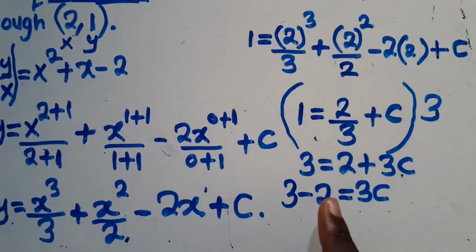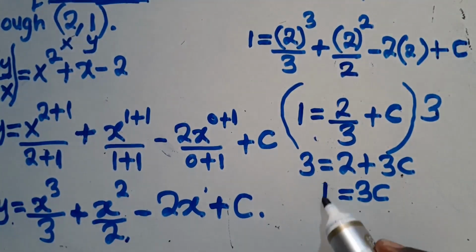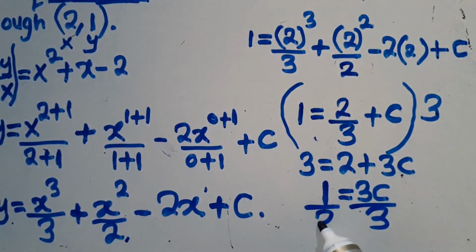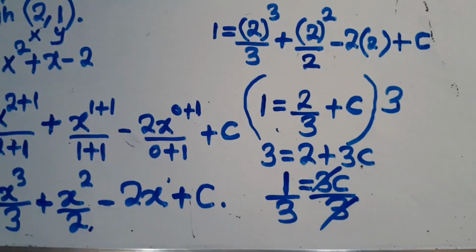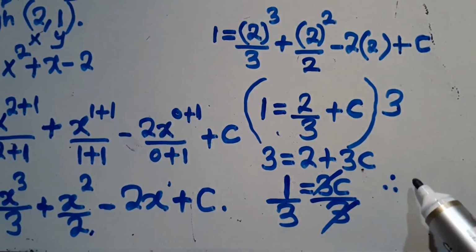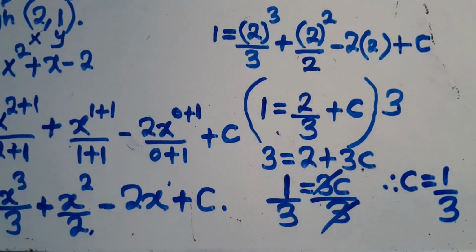So this minus that, you get a 1. You are going to get a 1. So you get a 1 here. Then you say divide by 3. This 3, that 3 cancels out. The answer that you are going to have will be, therefore, your C is now equal to 1 over 3. We found the value of C, which is very good.